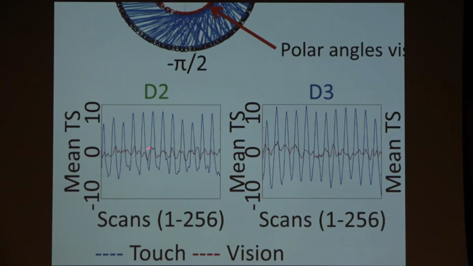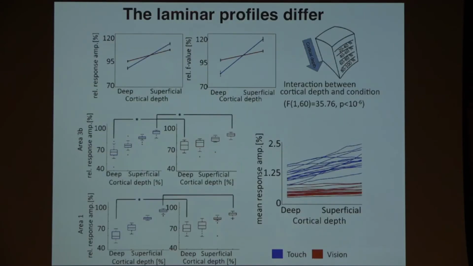But it's probably about 10% the size of the actual touch signal, but it's a good signal, and it slightly varies as you look at different layers. You can see that there's a bigger laminar variation in the actual touch signal compared to the visually induced signal.